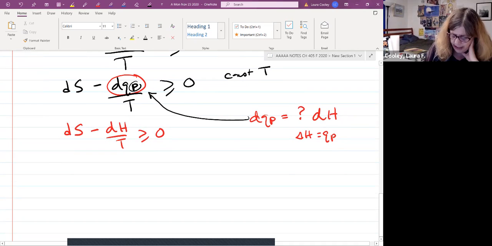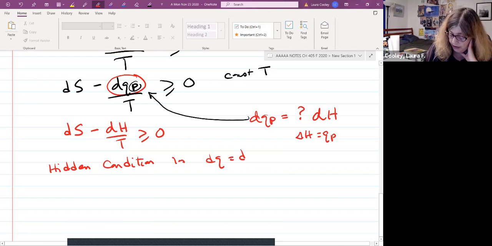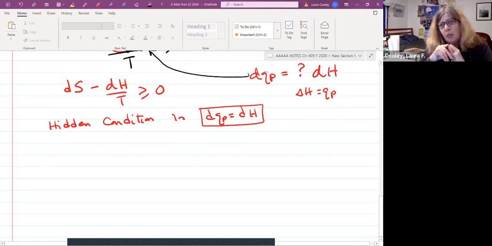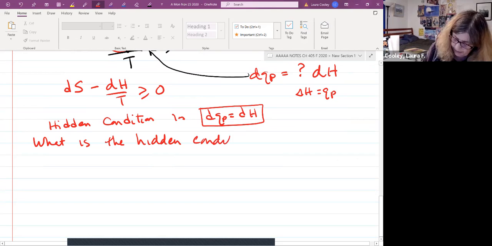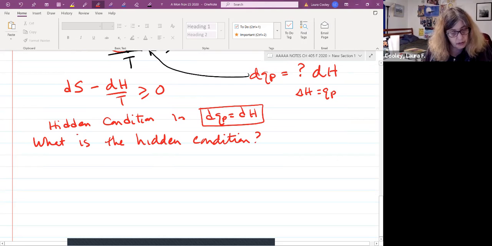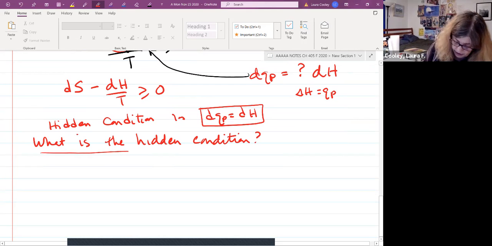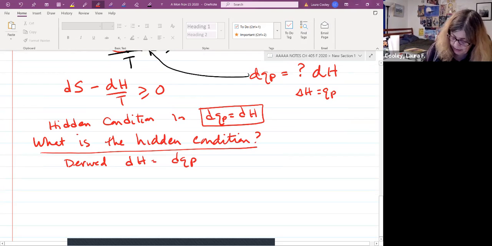Okay, but there is a hidden condition in this relationship. And so now, since you didn't remember this, I'm going to rederive it, and we're going to figure out what is the hidden condition. So let's go back to that derivation. This was when we derived dH is dQp. Let's do it again.